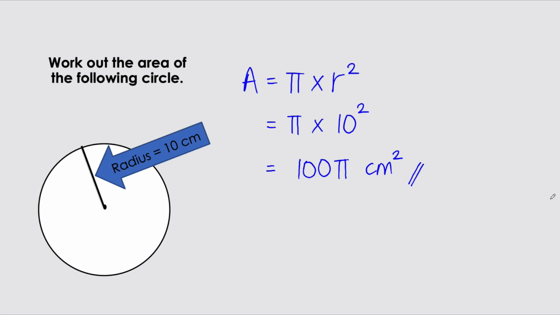Okay? So sometimes the question would specify leave it in terms of pi. Sometimes the question would want you to use pi as either 22/7 or 3.14. So always look out for what the question wants from you. Okay? If the question doesn't specify anything, usually just leave it as pi.